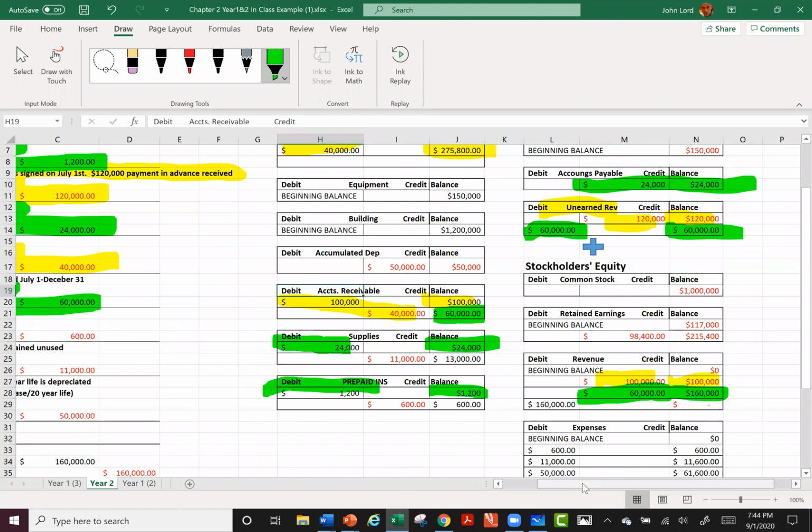Isn't accounting beautiful? Have you seen anything more beautiful in your entire life? Look at that. It's sitting there showing you I've got 6 months left at 10,000 a month. I've got 60,000 left that I still have to perform for.